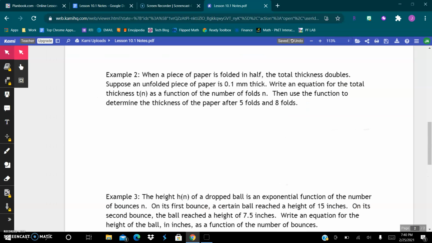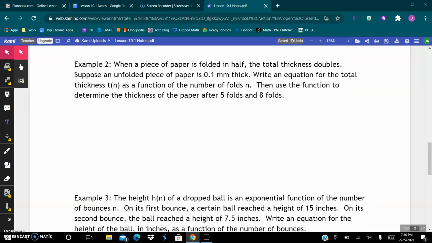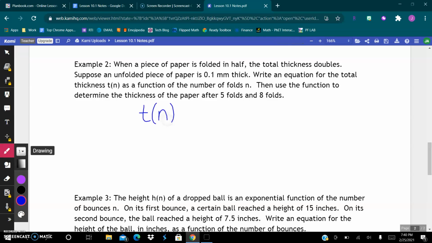So example 2 says when a piece of paper is folded in half, the total thickness doubles. Suppose an unfolded piece of paper is 1/10 of a millimeter thick. Write an equation for the total thickness that's called T of n. So our equation is going to be T of n equals, as a function of the number of folds n. Then use the function to determine the thickness of a paper after 5 folds and 8 folds.